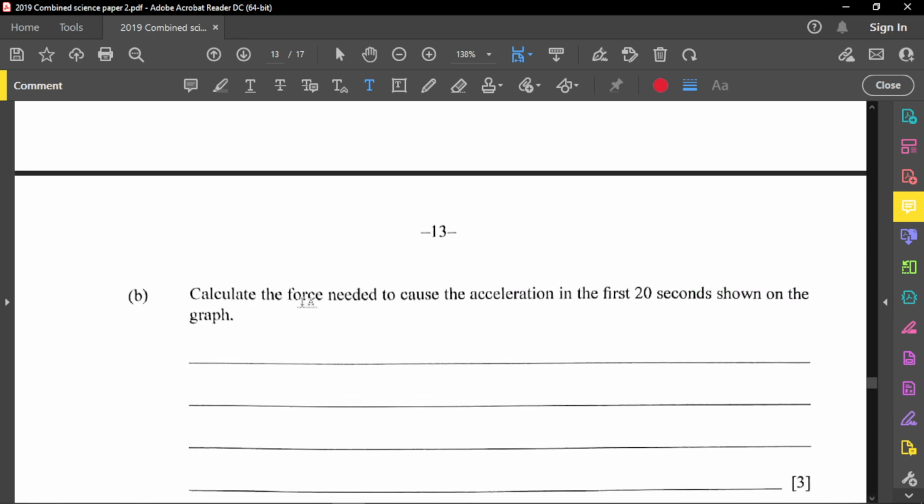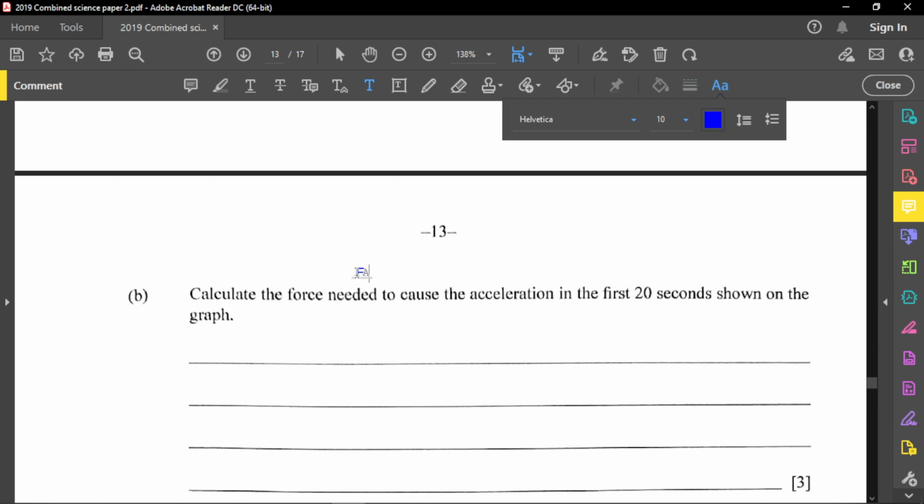Now, let's calculate the force needed to cause the acceleration in the first 20 seconds shown in the graph. Just to make a note right here, to find force, force is equal to mass times acceleration, right? Let me just increase this back to a bigger size. All right, so force is equal to mass times acceleration, and we have the mass because they gave us the mass right here.